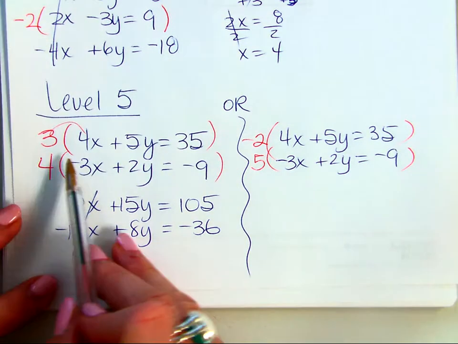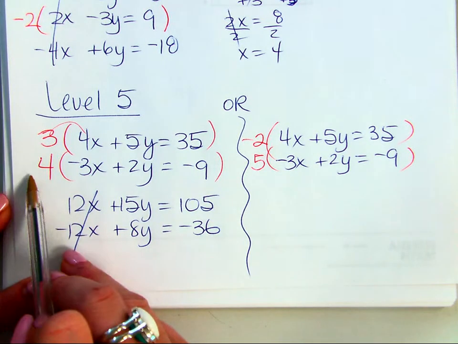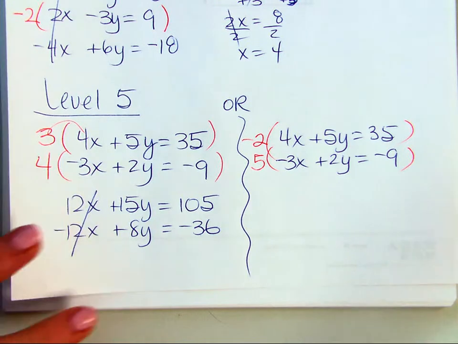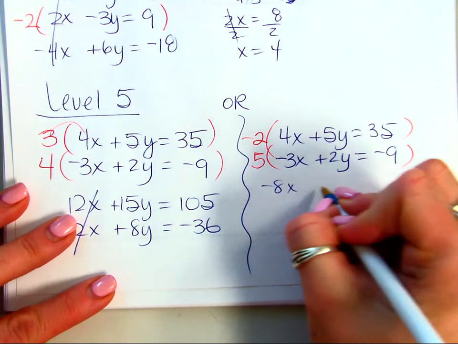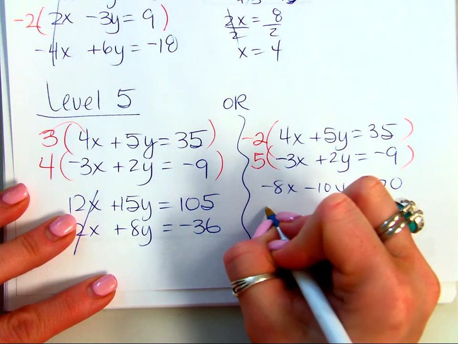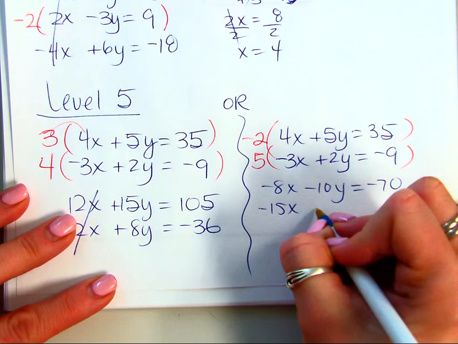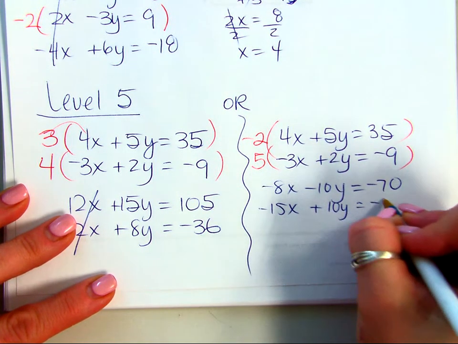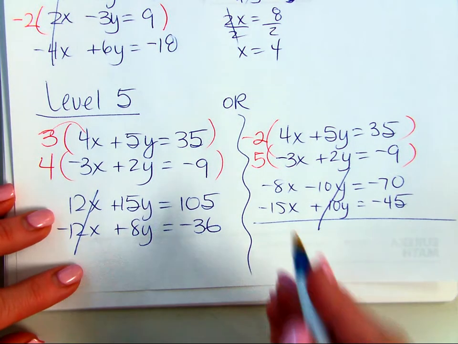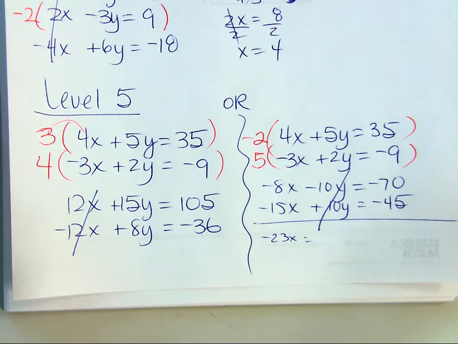So do you see why over here they were both positive, but here one was negative and one was positive? Okay? So watch what that will give you. That will give you negative 8x, negative 10y, and negative 70, and negative 15x, positive 10y, and negative 45. And then you go from there. Right? You're good with that? So negative 23x equals, and then go up from there. Okay, because I have to show you one more thing. Good, good, good.